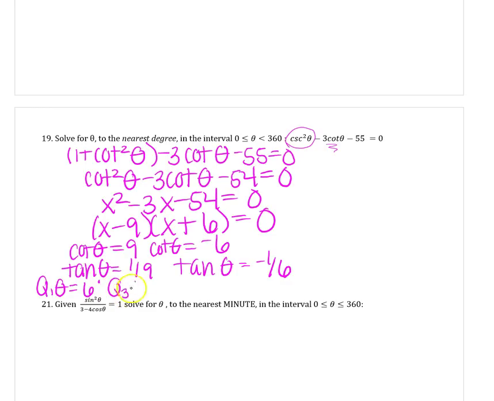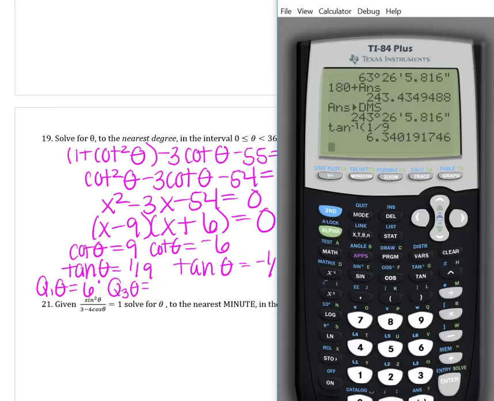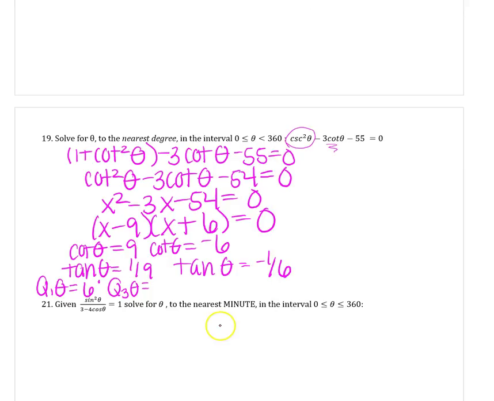I'll also want the quadrant 3 angle, because then tangent's going to be positive there too, because of all students take classes. So 180 plus 6.34, and then I'll round to the nearest degree, so 186 degrees. Okay, and then we do the same thing for inverse tan of 1/6, but then tangent's negative, so you're going to look in quadrant 2 and quadrant 4.